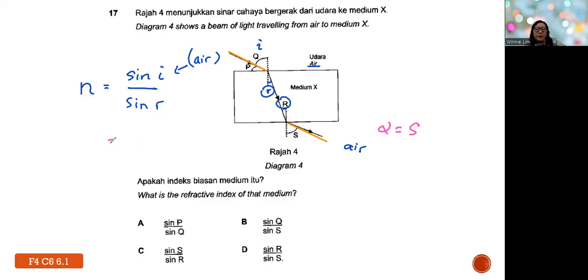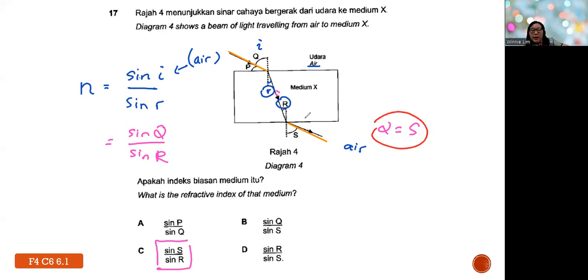So therefore, by right, you're supposed to have sin Q over sin small r, and the teacher says small r is equal to big R. But you see the options, there is no such answer, but there is another option, sin S over sin R. The teacher also says that Q and S are the same thing, so you can also apply this as the answer. The rest are not acceptable because the angle of refraction is not accurate. Okay.